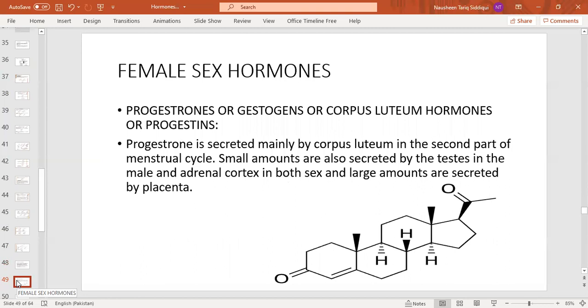Now, progesterone, the female sex hormone, or corpus luteum hormone. Progesterone is secreted mainly by the corpus luteum in the second part of the menstrual cycle. Small amounts are also secreted by the testes in males and the adrenal cortex in both sexes, and in large amounts by the placenta.